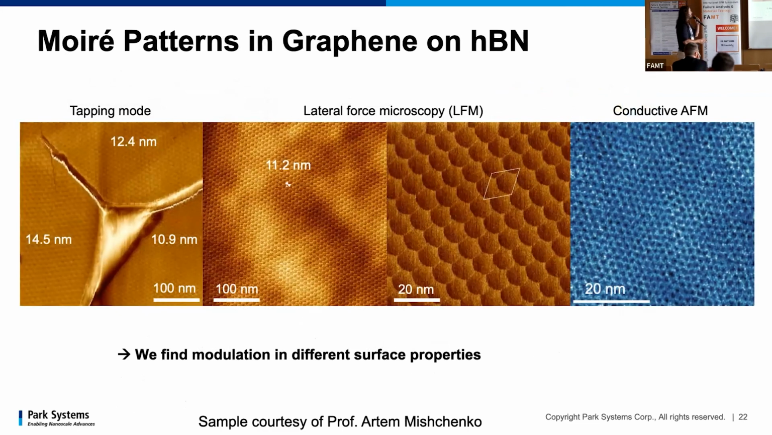For example, we see it in the phase of the tapping mode measurements. And this is a nice example where this blister created local strain in the graphene film, which also influenced the pattern. So we saw different repeatabilities in these Moiré patterns. But we can also see it in the local friction measured by lateral force, or of course the conductivity locally, also modulated by the atomic registry.